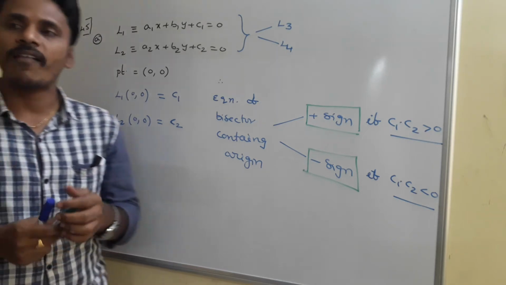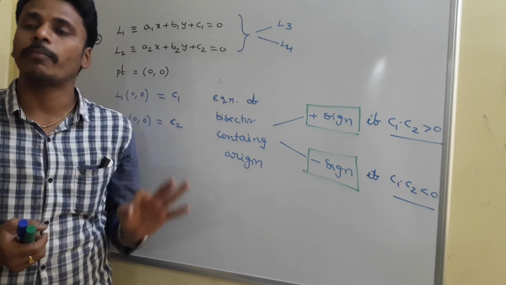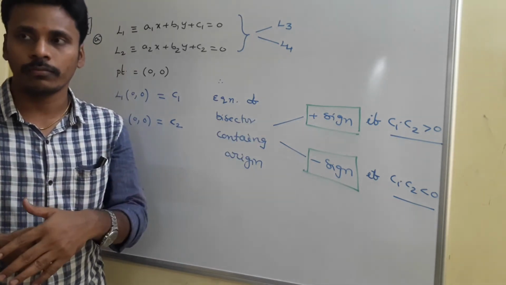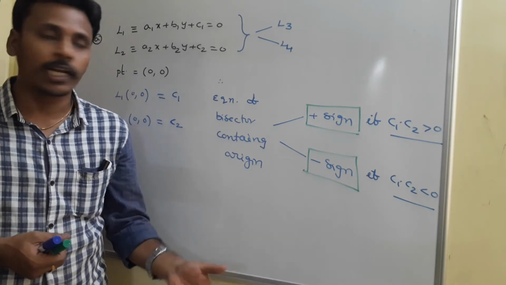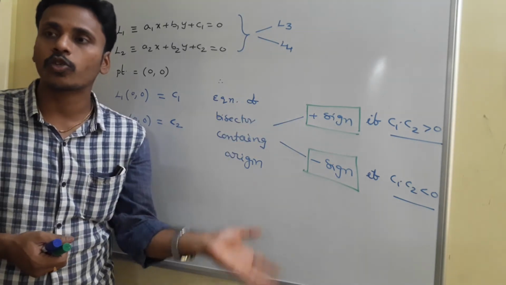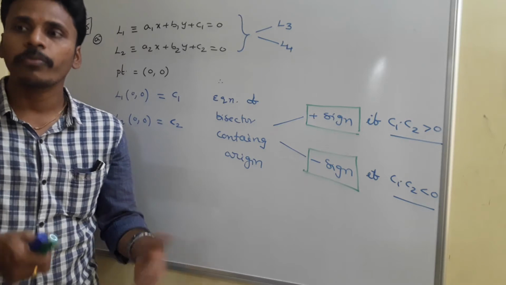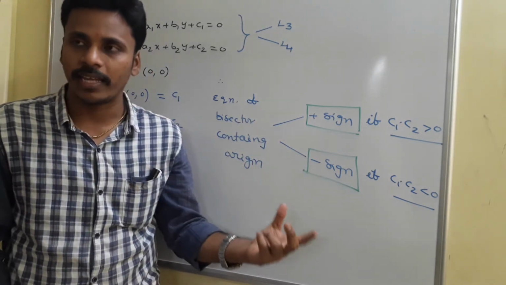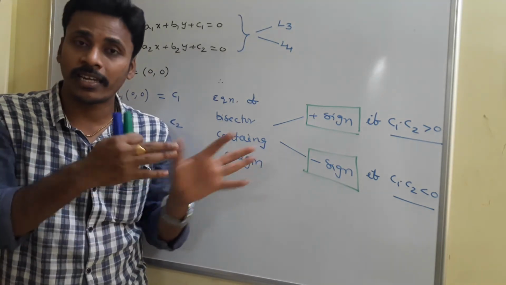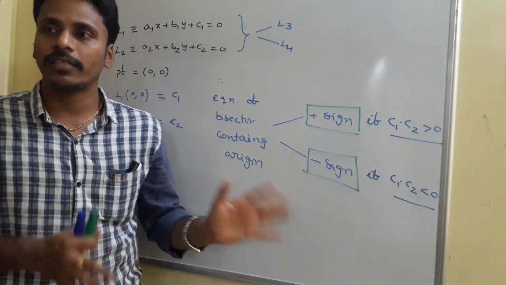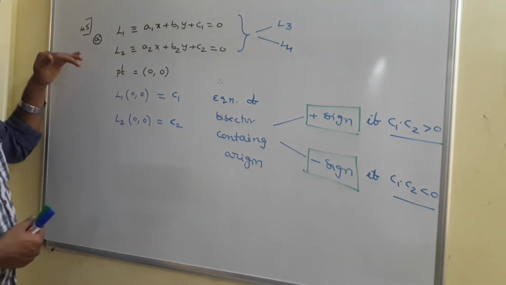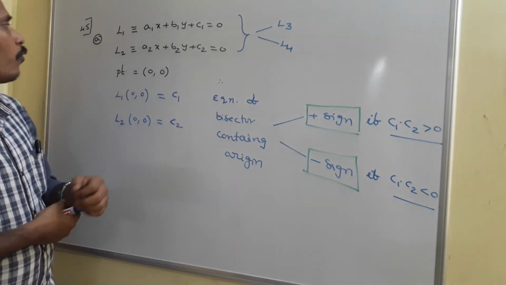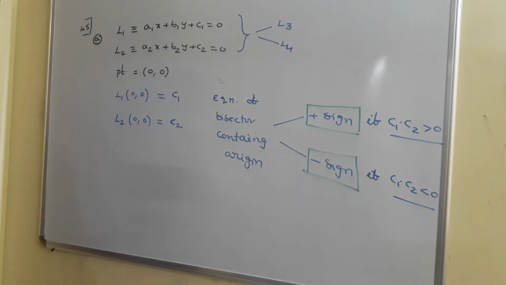So for example, if you have a problem, find the equation of the bisector containing the origin, then first you look at C1 and C2. If both are positive or both are negative, plus sign is the answer. If one is positive and one is negative, minus sign is the answer. Or otherwise, if the product is positive, plus sign is the answer. If the product is negative, minus sign is the answer. It is just an extension of the previous discussion. Take this as 45a. Have a look at this, and I will give you a problem like 45b.